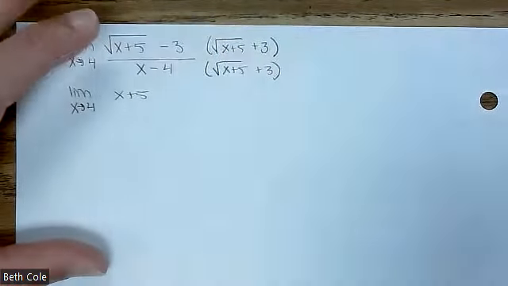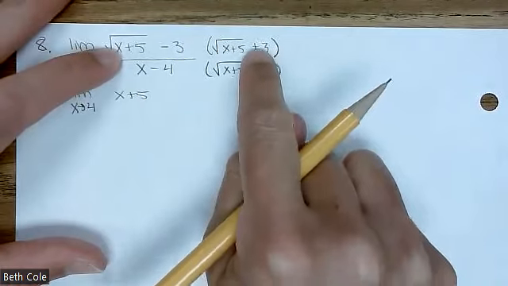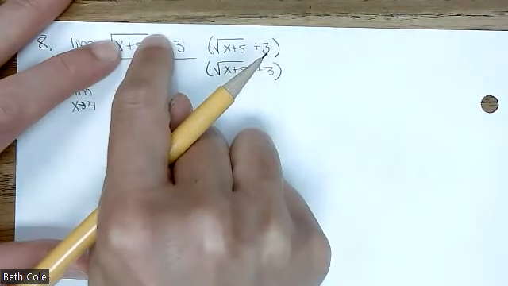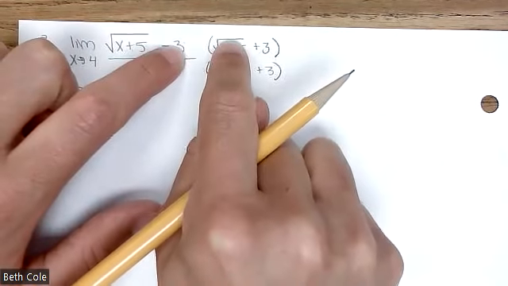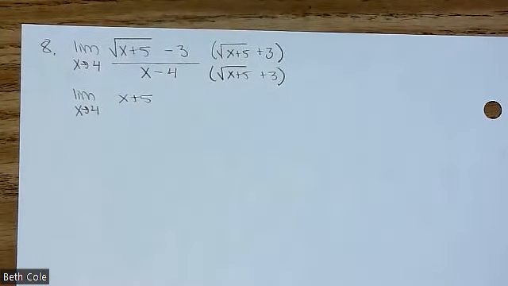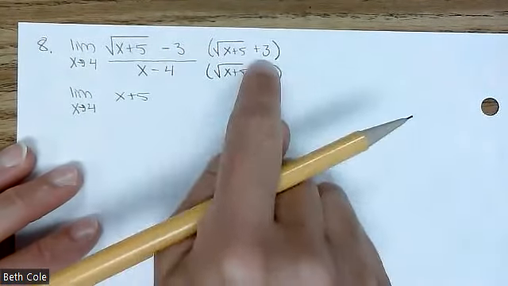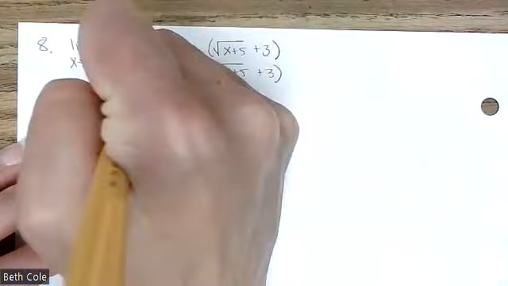Yeah. Roots cancel. Okay. Now the outsides will give you a plus 3 square root of x plus 5. The insides will give you a minus 3 square root of x plus 5. So what happens to those? Oh my gosh, they're gone too. And then do negative 3 times 3, which will be negative 9.